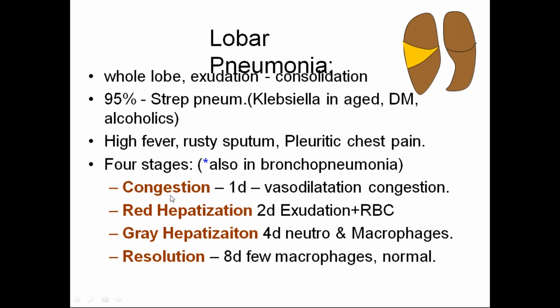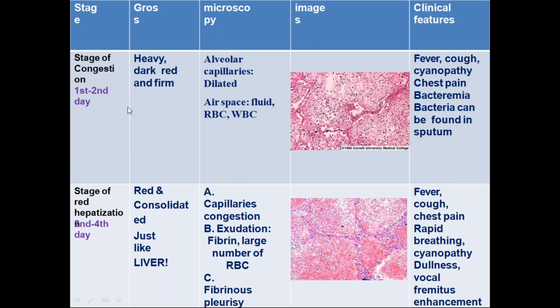So there are 4 stages of lobar pneumonia. Stage 1, that is congestion. Next one, red hepatization. Next one, gray hepatization, and next one, resolution. So first one is stage of congestion. It occurs within the first to second day. And grossly, the lung is heavy, dark red, and firm in consistency.